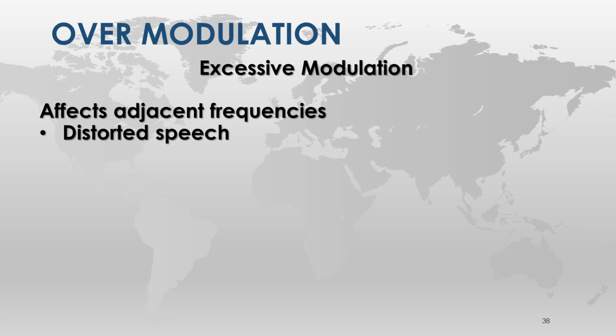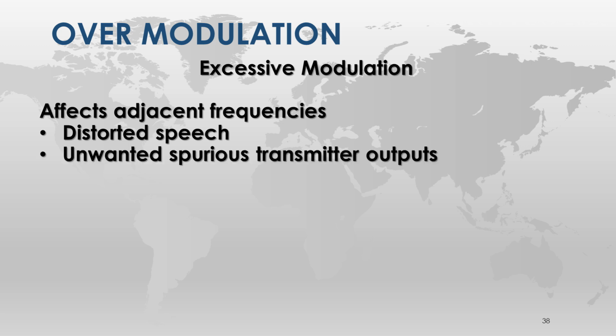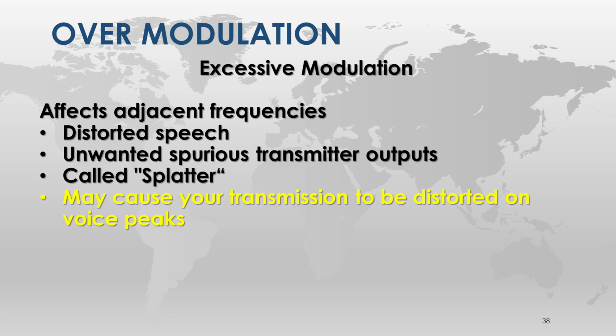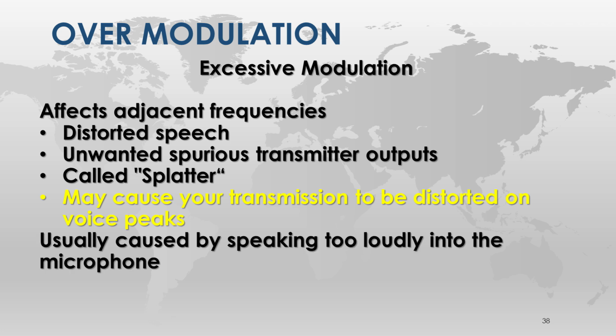There are other things that can cause it. Unwanted spurious transmitter outputs are produced by it, and it's called splatter. It may cause your transmission to be distorted on voice peaks, and you'll get told, hey, you're overmodulating or overdriving it. It's usually caused by speaking too loudly into the microphone or too closely to it as well, because the closer you get to it, the more it has a tendency to do that.